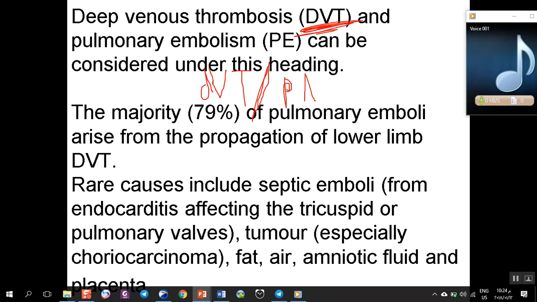DVT thrombosis, because the majority of the patients, about 80% of them, come from DVT.